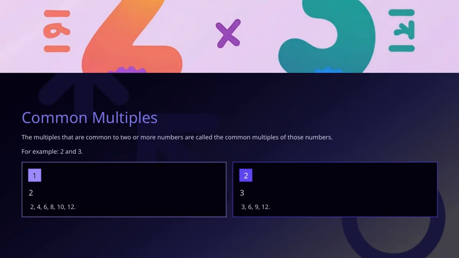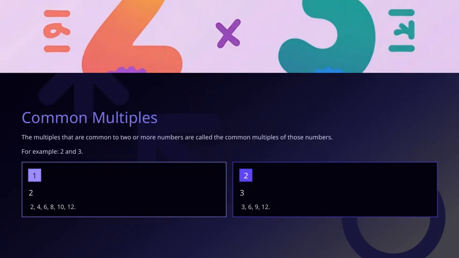Let's talk about common multiples. These are the multiples that two or more numbers share. When we say common multiples, we mean the numbers that appear in the lists of multiples for each of those numbers. For example, if we look at 2 and 3, their multiples are different sequences. For 2, the multiples are 2, 4, 6, 8, 10, 12, and so on. For 3, the multiples are 3, 6, 9, 12, and so forth.